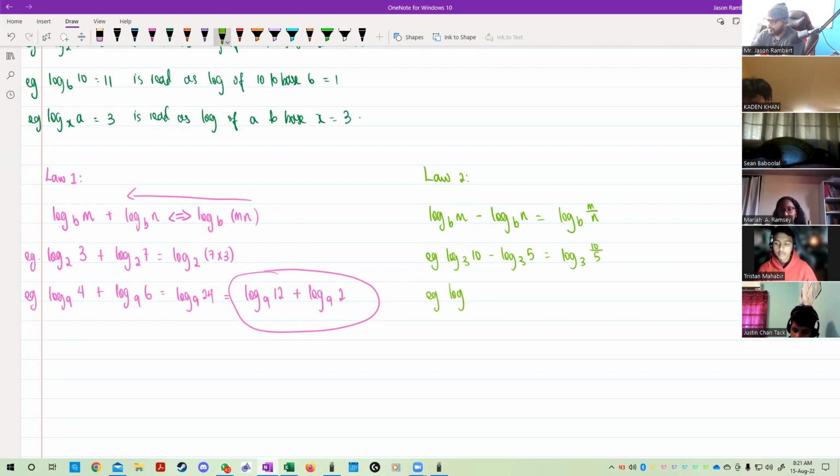Log of 40 to base 10 minus log of 5 to base 10. I'm trying to be a little versatile here. This is log of 40 divided by 5, which is 8. Yeah? This could be expressed as log of 16 to base 10 minus log of 2 to base 10. Agreed?